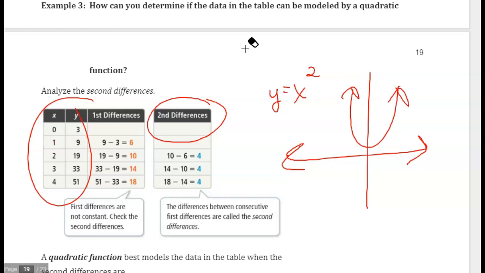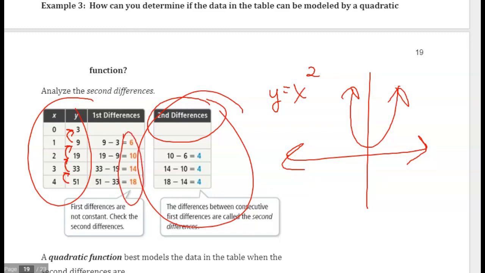And now this one's a little tricky, because now you have to go not just to the first difference, you have to go one more time to the second difference. So notice here, where'd they get the 6? They did 9 minus 3, 19 minus 9, 33 minus 19, and 51 minus 33. And that's where they're getting these numbers from right here.